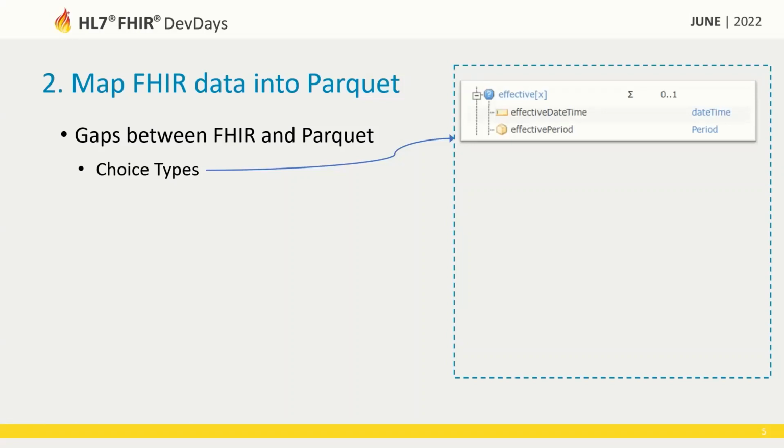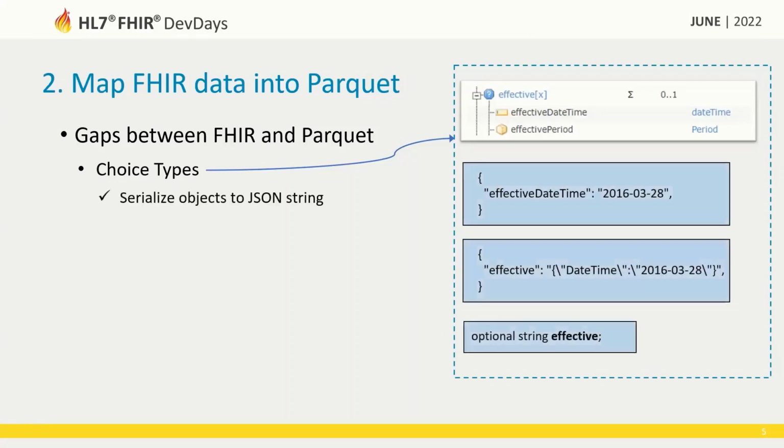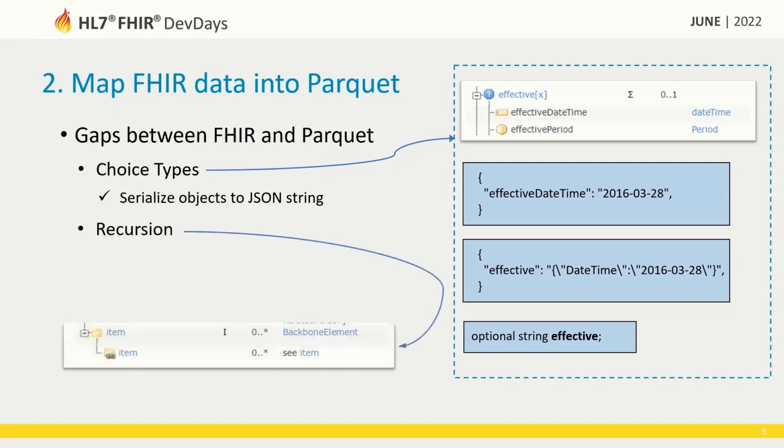Or you can define the schema for the prefix name of the choice types. Set up the data type as a string, then serialize the choice type fields into a JSON string when writing FHIR data to Parquet. And you need to do some parsing when you analyze them in the platform. This will make the schema more concise.